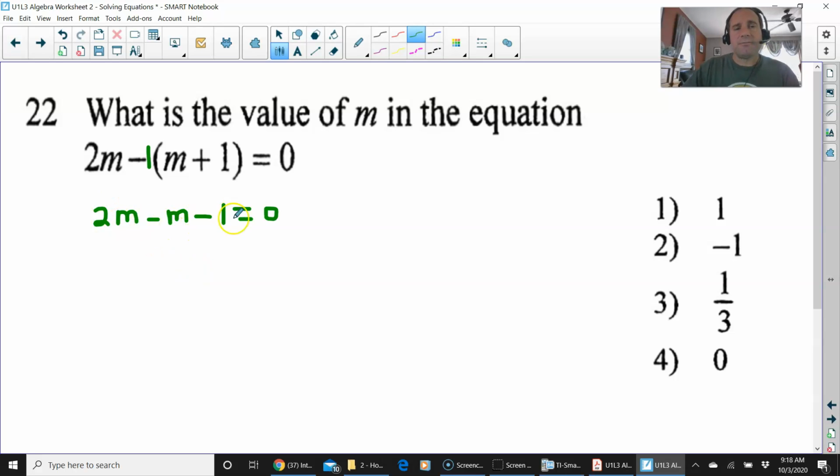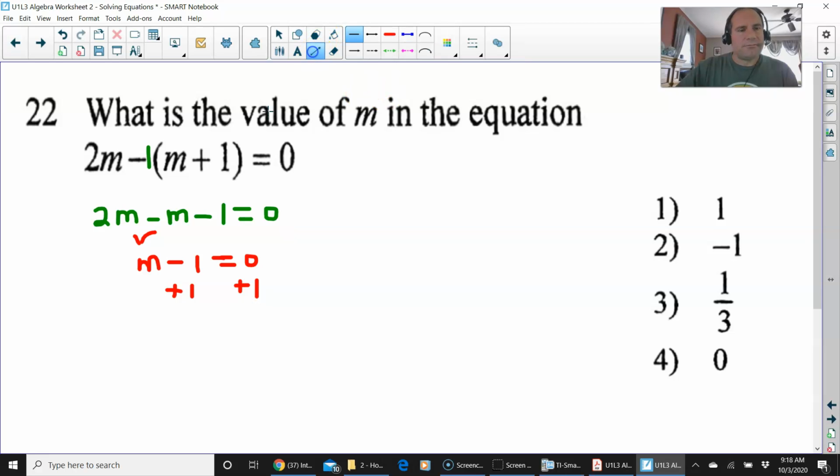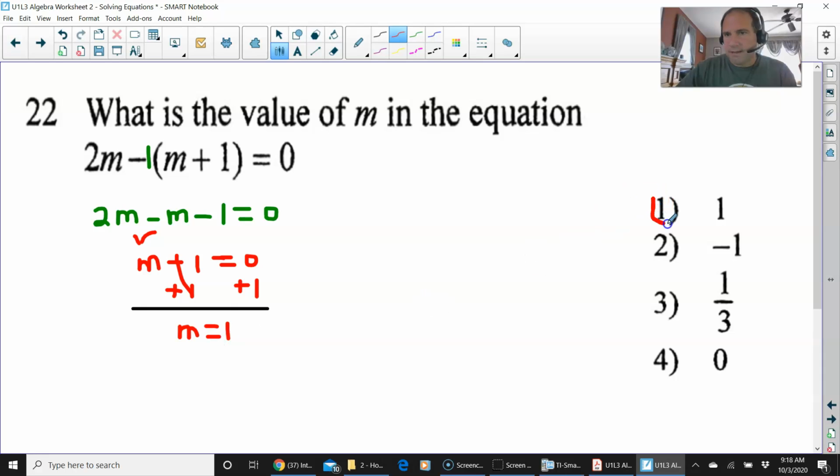So now we have 3 terms on the left side, and you have to combine like terms. The 2m minus m minus 1m becomes m. And I'm going to bring down the minus 1 and the equal sign and the 0. So I am going to use inverse operations to add 1 on both sides, and so we have our answer. We cancel out the negative 1 and positive 1, and m equals 1. And just so happens to be choice number 1.